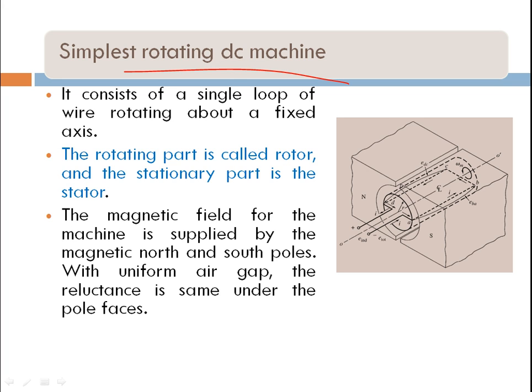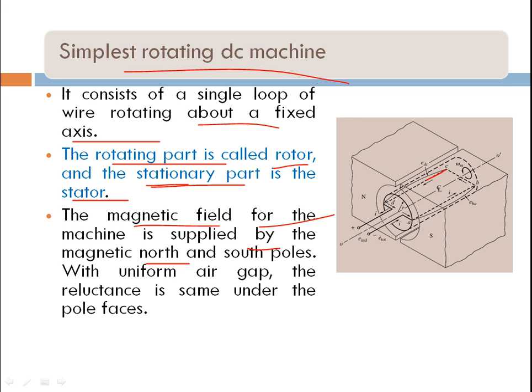Now, the simplest rotating DC machine consists of a single loop of wire rotating about a fixed axis. You can see this is the wire, and the rotating part is called the rotor, and the stationary part is called the stator. The magnetic field for the machine is supplied by the magnetic north pole and south pole, and it is very important that every DC machine has an even number of poles, north and south, maybe 4 or 8. It will definitely be an even number.